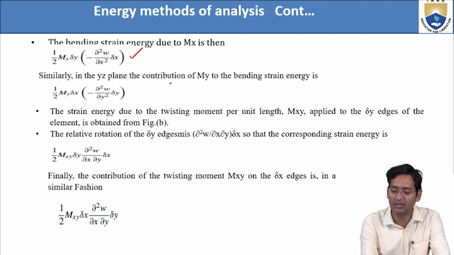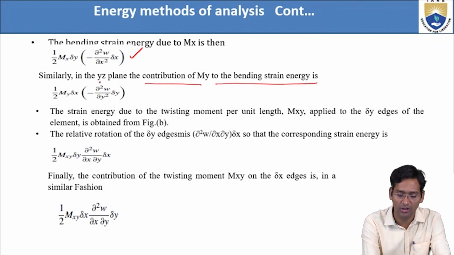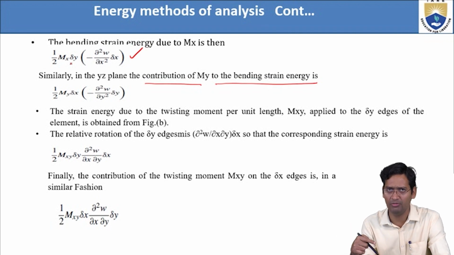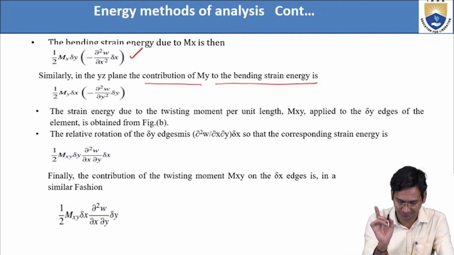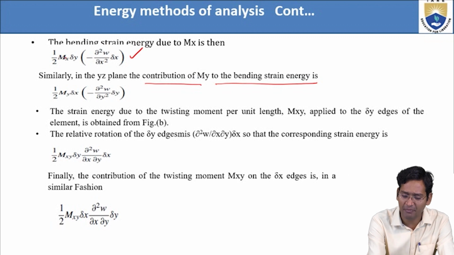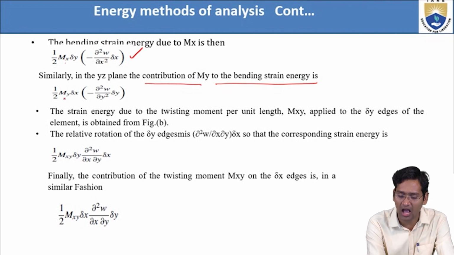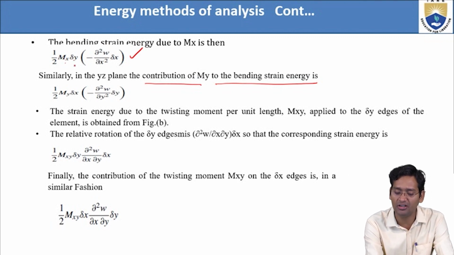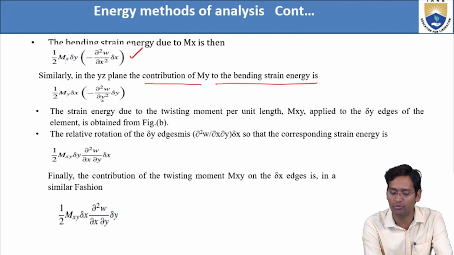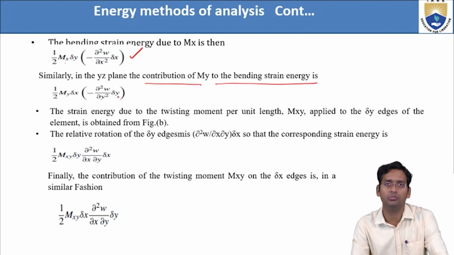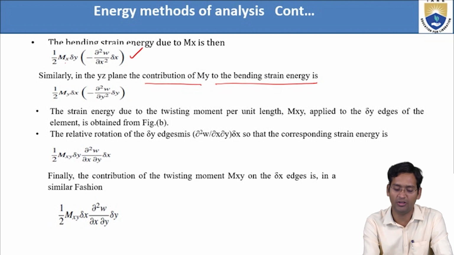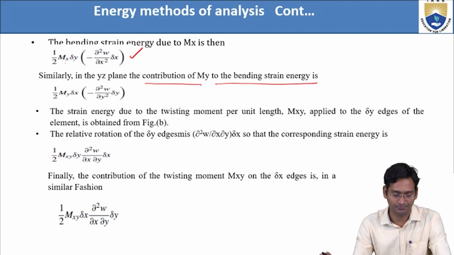Similarly, in the yz plane, the contribution of My to the bending strain energy. So now just wherever x is, that will be y and y will be x. So see here, half Mx was there for x. So now that will be half My, and del y was there. So now this will be del x. Here del 2 wy del y square, okay, into del y. So minus del 2 wy del y square into del y. Sorry, del y square into del x.